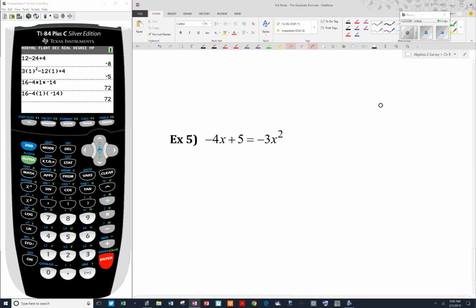So how about example 5? Gotta subtract the negative years. Okay. Add it, right? Because we're going to move this over to this other side here. So we have 3x squared. Make sure you put it in front because it's the x squared term. And then we have minus 4x plus 5 equals 0.